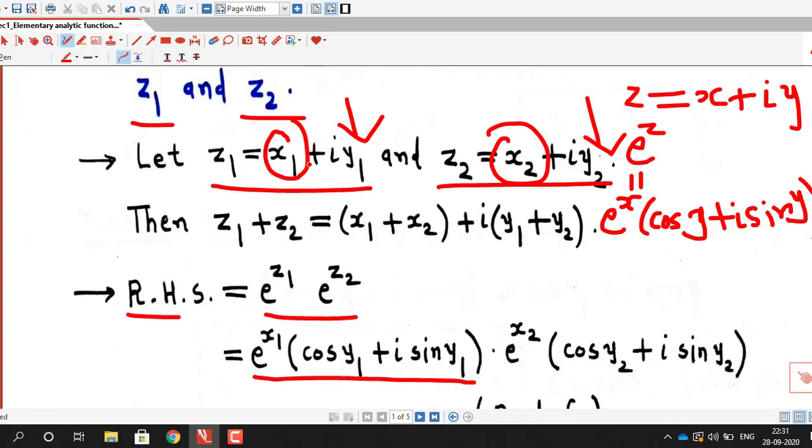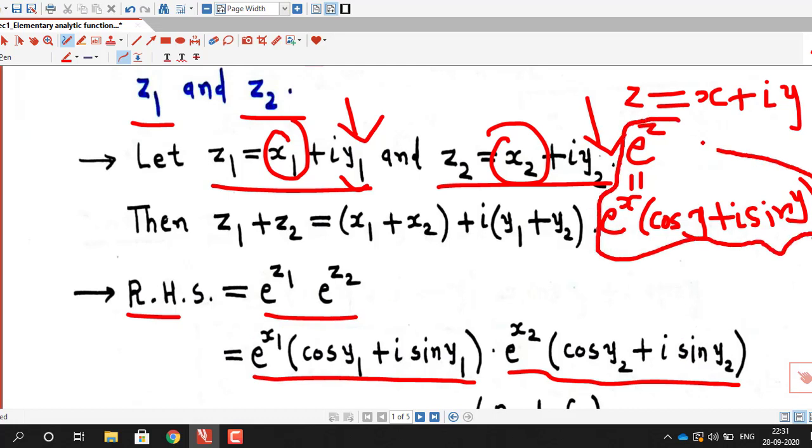So here z1 is x1 plus i y1, so e raised to z1 equals e raised to the real part of z1, that is x1, into cosine of the imaginary part of z1, that is y1, plus i sin y1. Similarly, z2 is x2 plus i y2. So e raised to z2 is e raised to x2 into cos y2 plus i sin y2.